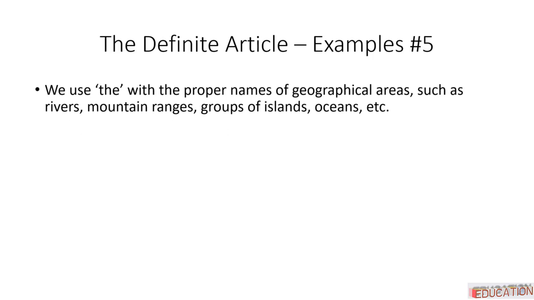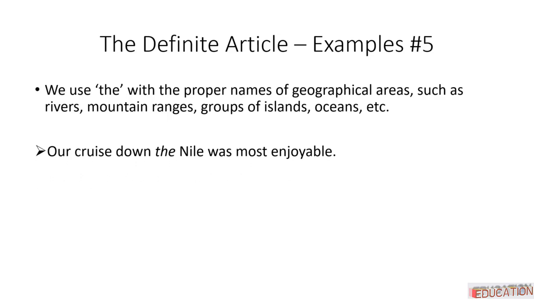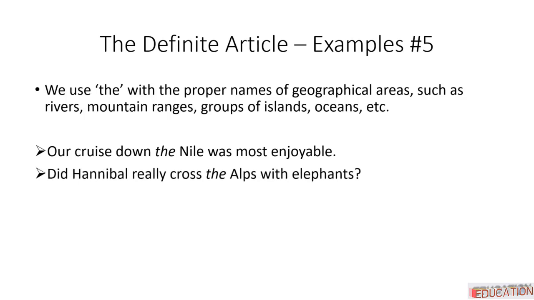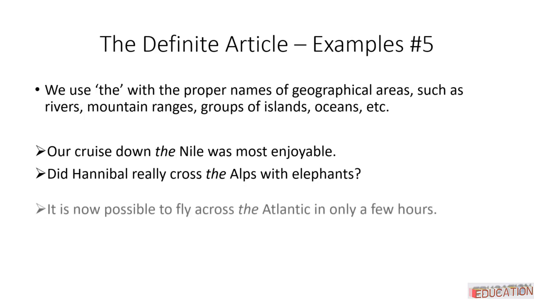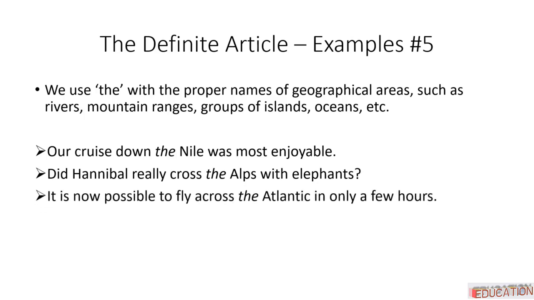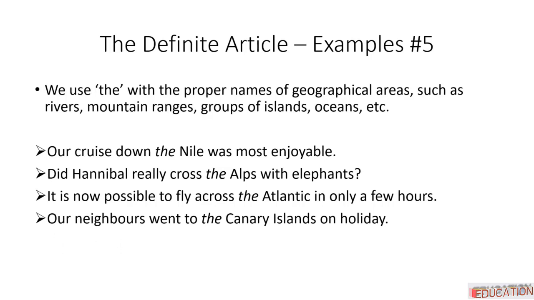And we also use the with proper names of things like geographical areas, rivers, mountain ranges, islands, oceans, etc. Our cruise down the Nile was most enjoyable. Again, the River Nile in this case. Did Hannibal really cross the Alps with elephants? It is now possible to fly across the Atlantic in only a few hours. Our neighbours went to the Canary Islands on holiday.